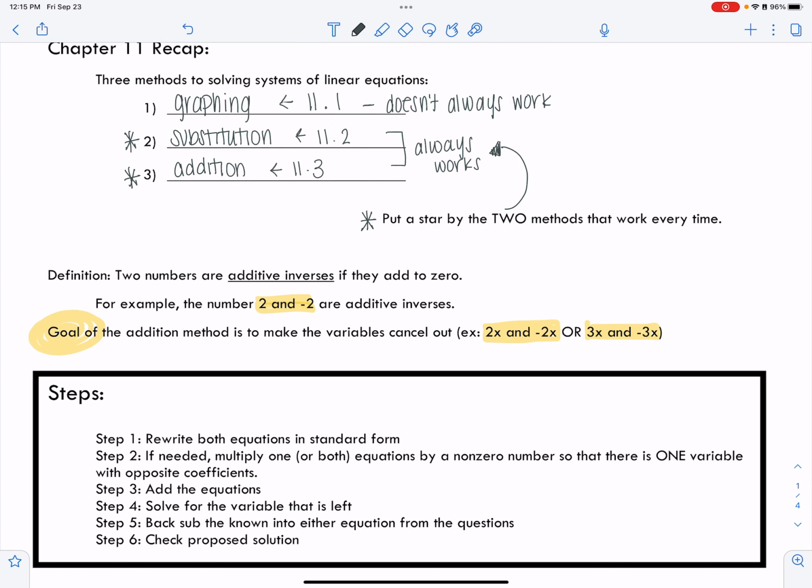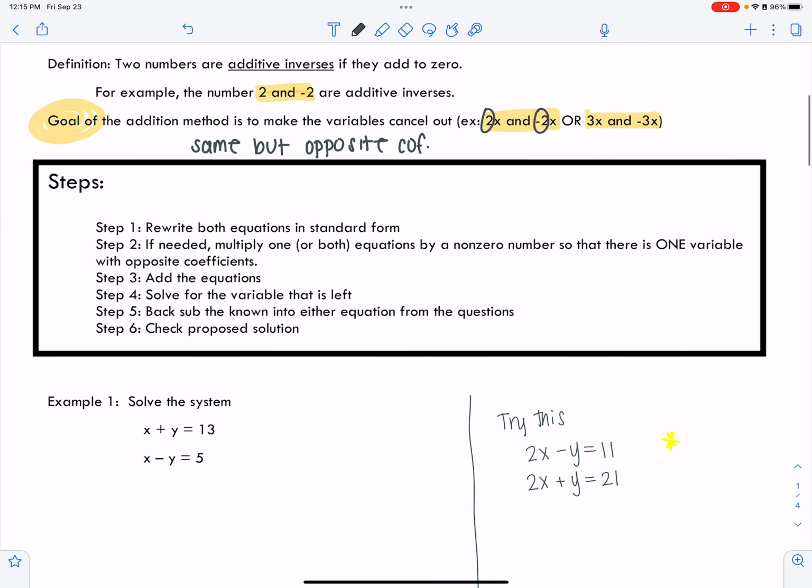So the goal of the addition method is to get the variables to cancel. And the way we're going to do that is by having the same but opposite coefficient. If I can multiply through by something to get the same but opposite coefficient, then when I add these, they will cancel out down the column. And so there are your steps on the screen. I would take a second to pause the video and jot those down.